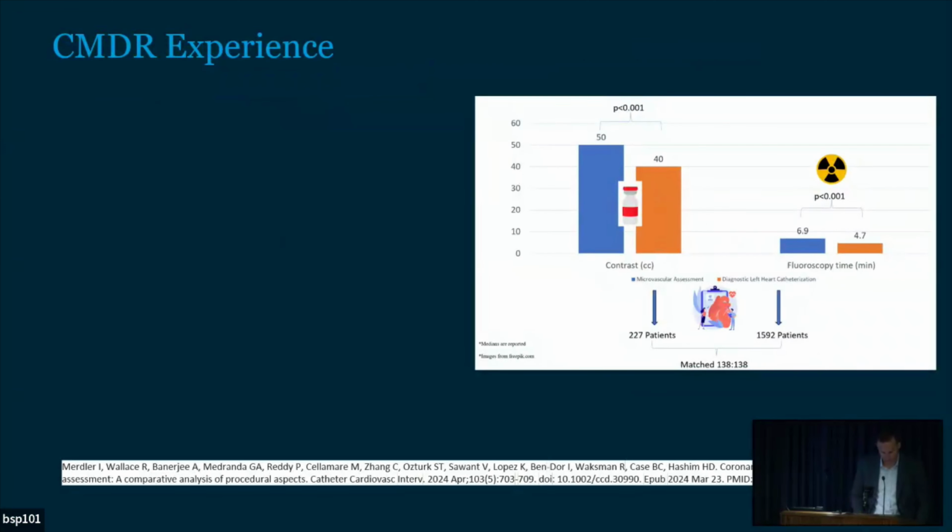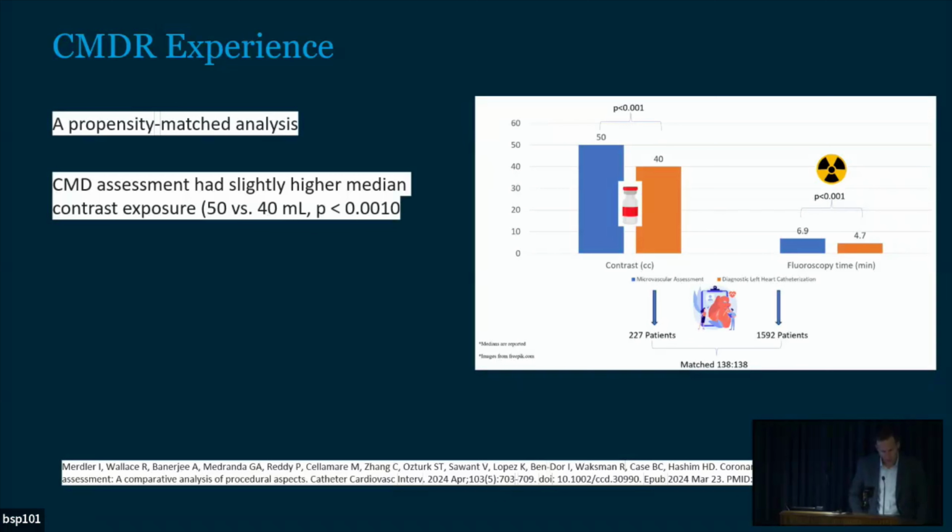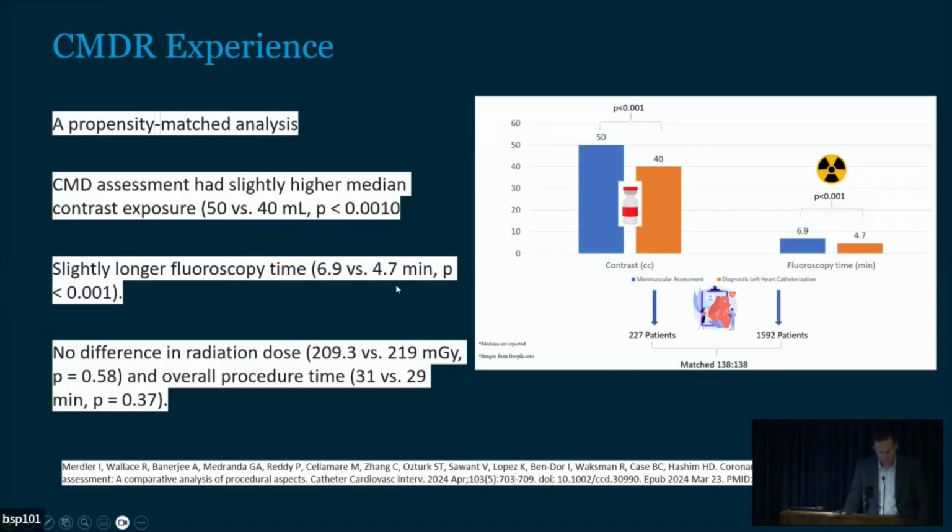We looked at our experience at MedStar, and we saw that on average, it resulted in only 10 more mLs of contrast used, about 1.5 to 2 minutes more fluoroscopy time, no difference in radiation dose, and only a 2-minute increase in procedure time. 2 minutes in the cath lab is nothing. And I think this highlights that, it seems like a lot more work in the cath lab, but it's not.